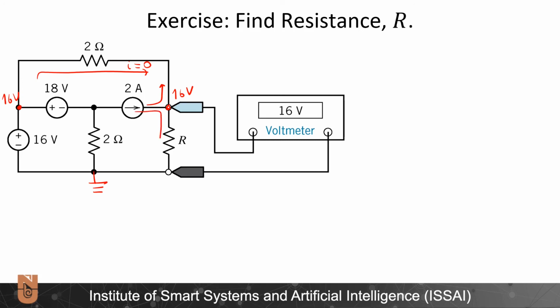All of these 2 amperes will pass through this resistance. So if it is all passing through this resistance, R will be equal to 16 volts divided by 2 amperes, which is equal to 8 ohms. Very easy.